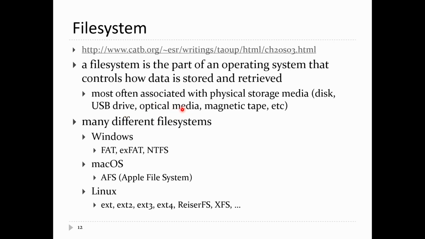Optical media. Do you guys even know what a CD is? Yes? Okay, good. This is funny because you don't really see them anymore, which is kind of hilarious. In my lifetime they appeared and that was revolutionary, and now they're almost gone.